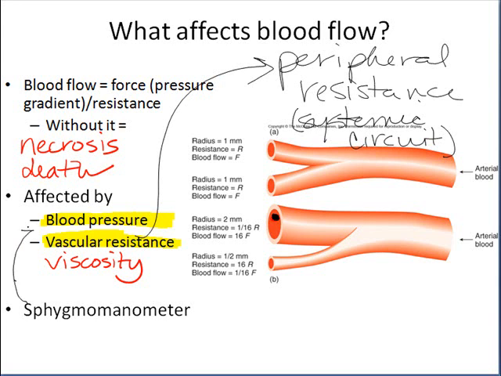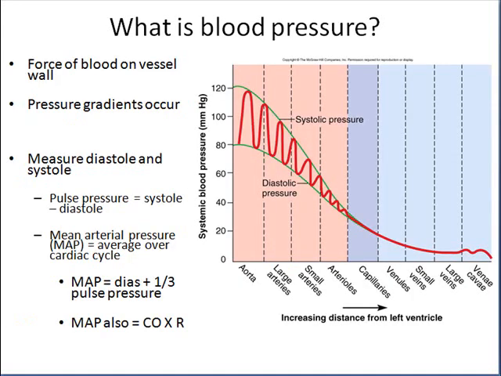Blood pressure, which I said is one of the things that can impact blood flow, as you know, can be measured with a blood pressure cuff or what's called a sphygmomanometer. And hopefully you'll get to play around with sphygmomanometers in one of your physiology labs, and you'll have a chance to see how they work and how you can use one to measure systolic and diastolic pressures. So let's look a little closer at blood pressure.